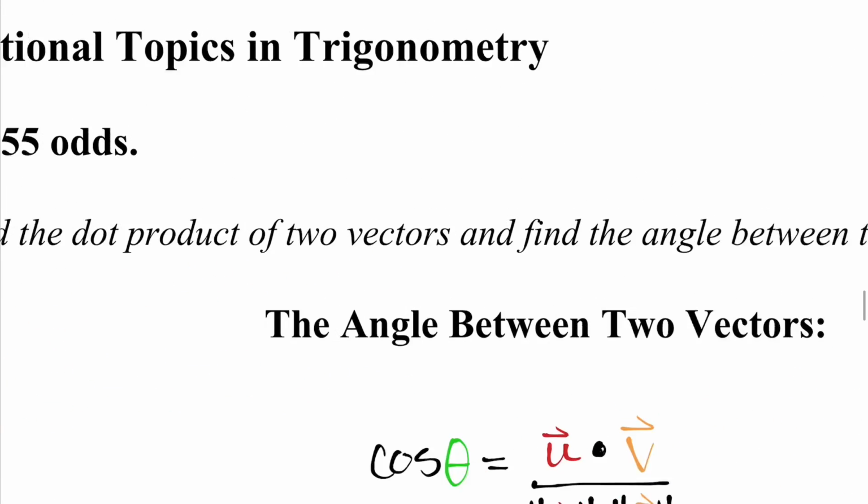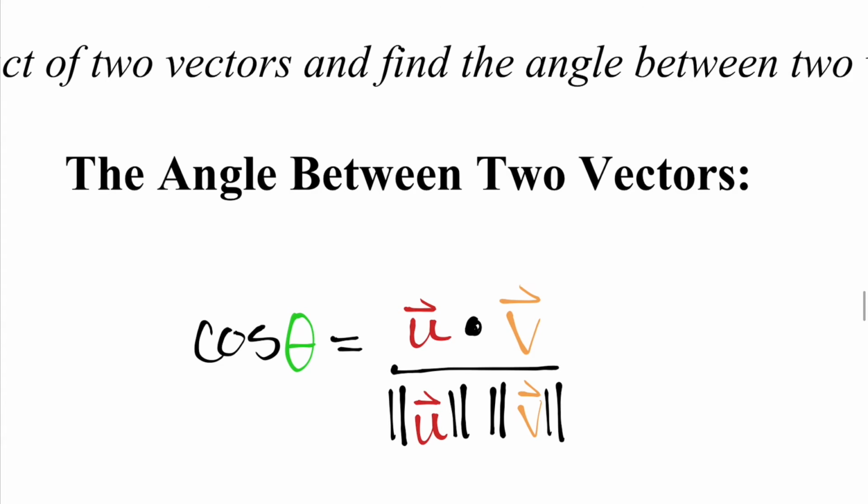If we're trying to find the angle between two vectors, we're going to find the dot product, so basically multiplying the vectors together and dividing that with the product of the magnitude of each vector. And then from there, we can do the inverse cosine of that situation in order to get your theta alone.